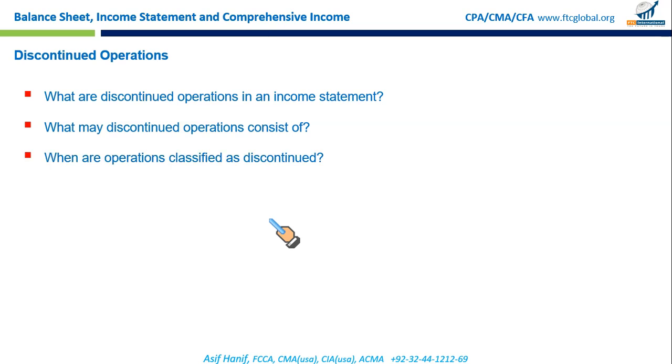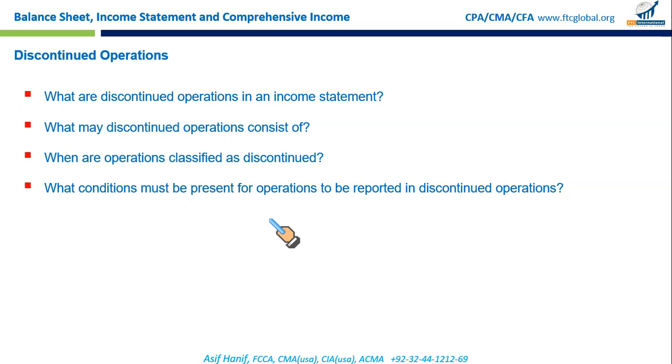And then it says, when are operations classified as discontinued? That's an interesting question. Normally, operations are classified as discontinued when a component or a group of components has been disposed, or maybe they are held for sale. Either they have been disposed or they are held for sale.